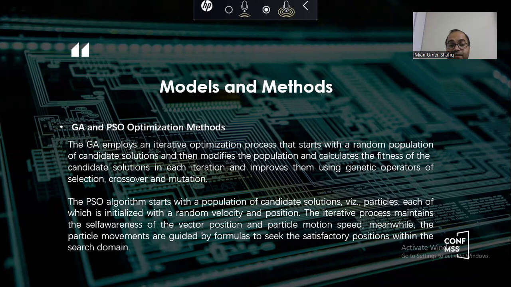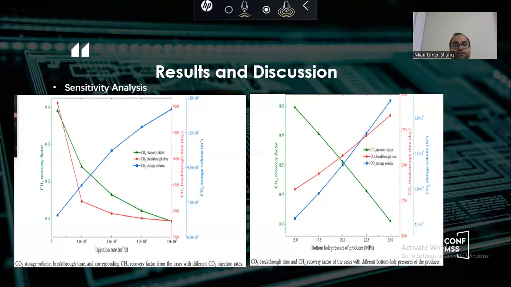The iterative process maintains the self-awareness of the vector position and particle motion speed. Meanwhile, the particle movements are guided by formulas to seek the respective position within the search domain. So that's the models. Now the next step is to do the sensitivity analysis.